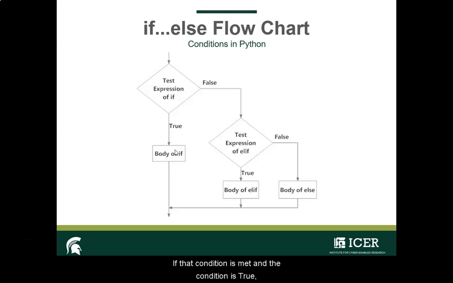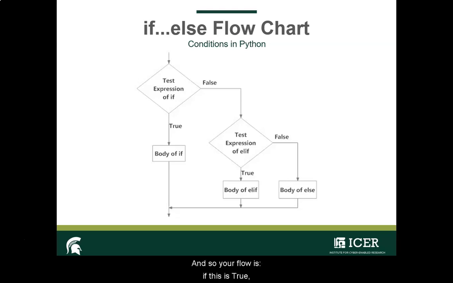If that condition is met and the condition is true, then we're going to execute a body of code based on that true value. If, however, the expression is false, we're going to see if there's another alternative. So we're going to test a second expression. If the second expression is true, then a second body of code is executed. If the second expression is false, then a third body of code is executed.